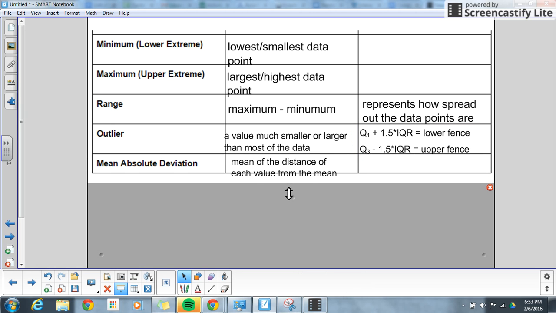Lastly, we have the mean absolute deviation. This is the mean of the distance of each value from the mean, and we'll talk more about this in depth in a later lesson.